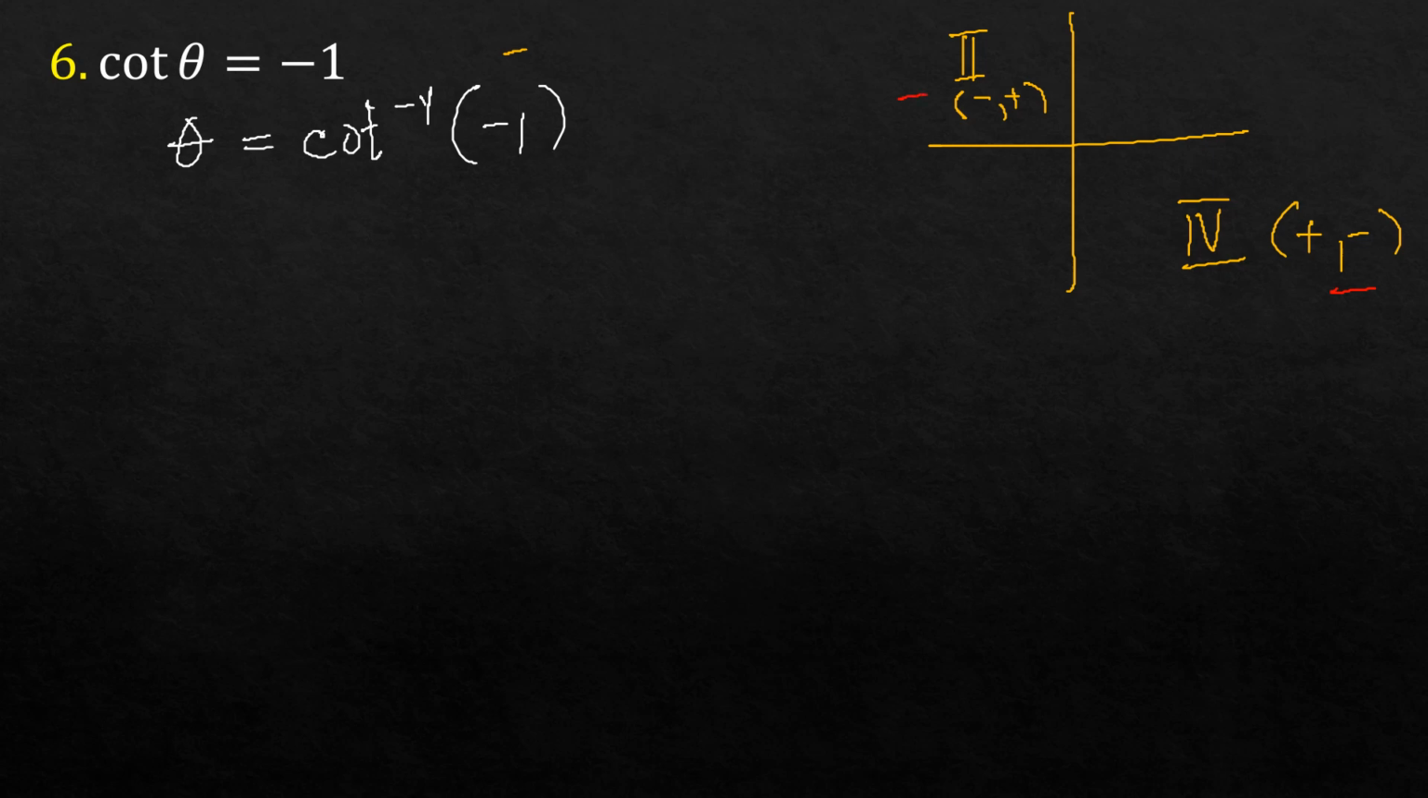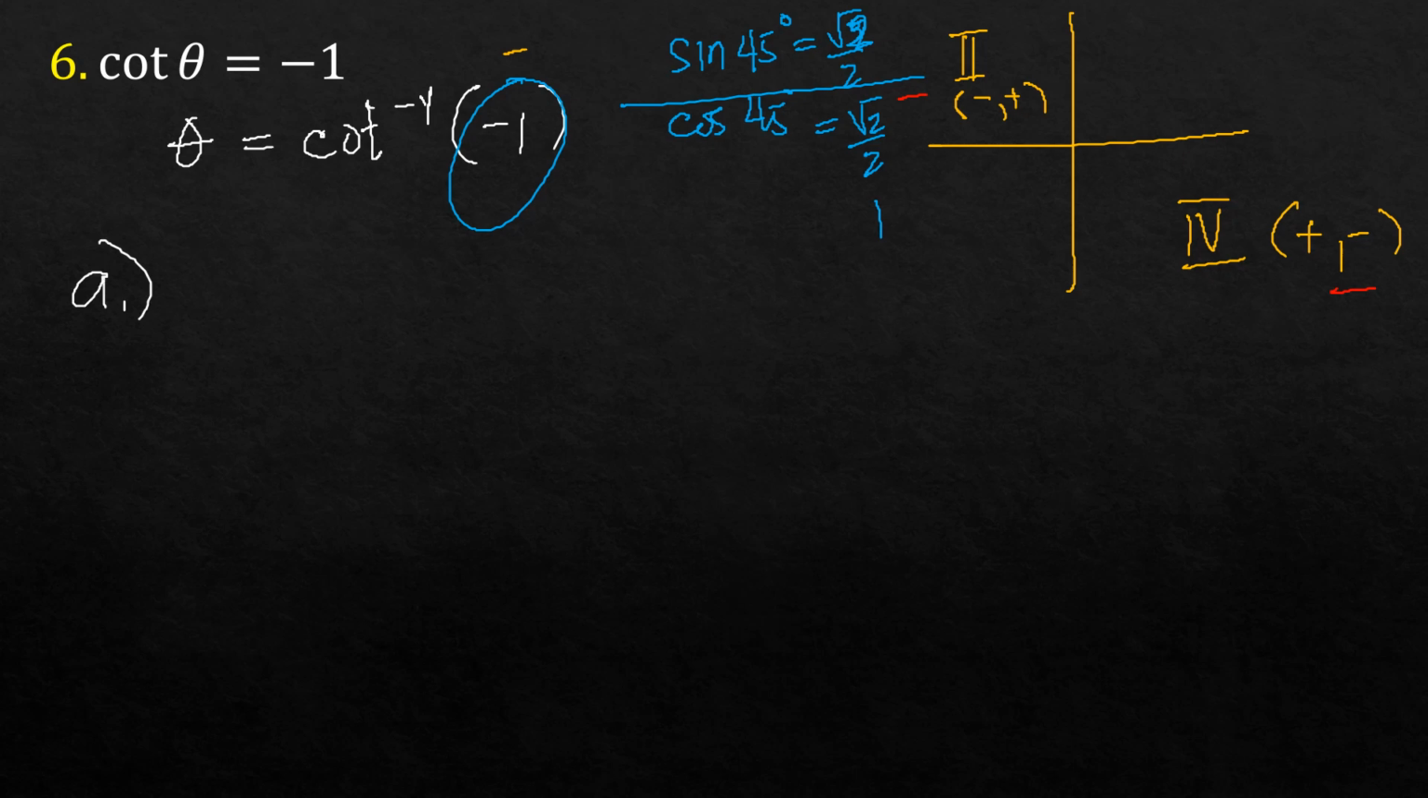Now, remember that sine 45 degrees is square root of 2 over 2, and cosine 45 degrees is equal to square root of 2 over 2. When you divide these two, it will give you 1. Therefore, you have the idea that theta is 45 degrees. However, that is negative. Therefore, you need to recognize now the location of this angle.